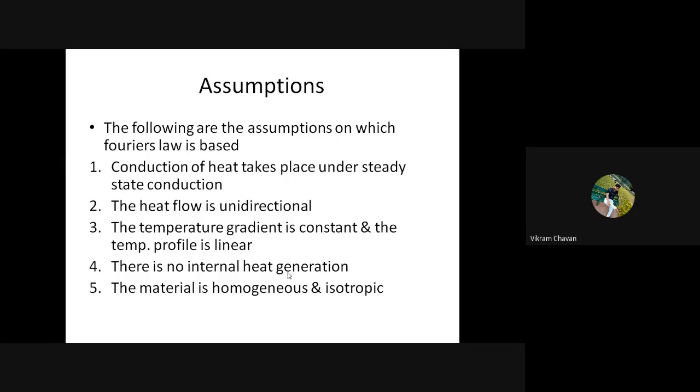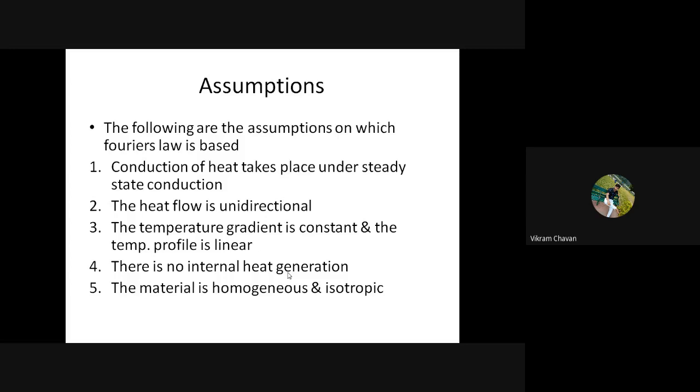That is nothing but no internal heat generation in that body. We have not provided any current to that body, so it will not generate heat. There is simply a maintained temperature on the two surfaces of that body, and there is no heat generation in it. That is the assumption to implement this law.